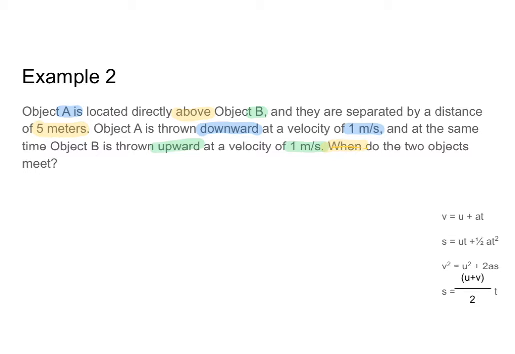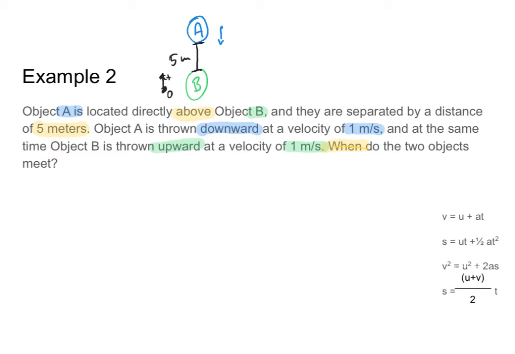Let's go ahead and figure that out, and I'm going to start by drawing a picture. So here's object A, and here's object B, and we know that they are 5 meters apart. I'm going to draw that in. I know that object A has an initial velocity of 1 meter per second down. I'm going to draw my frame of reference up here in the corner. I'm going to say that where object B starts is 0, so that's going to be my origin, and that up is my positive direction.